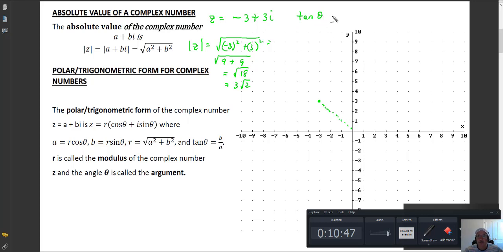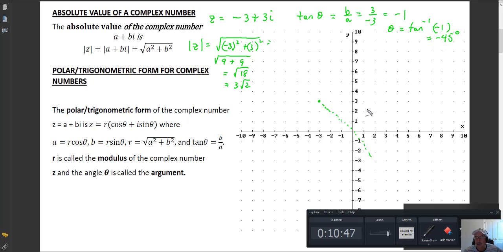All right, so the tangent of the angle we are going to say is b over a, which in this case is going to be 3 over -3. So there's your a number, here's your b number. So we're going to say the tangent of theta is -1. Now when you put that in your calculator, and here's again where you need to know your unit circle, it is going to spit you out -45 degrees if you're in degree mode, or -pi/4 if you're in radian mode.